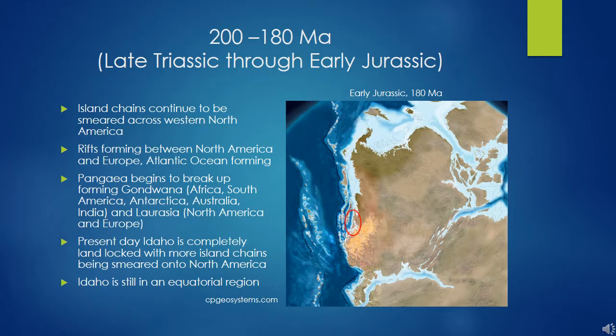Pangaea is breaking up. Gondwana is forming. Gondwana is all those big old land masses to the south, which is Africa and South America, Antarctica, and all these other guys, where North America and Europe are part of Laurasia. So it's all starting to break apart.